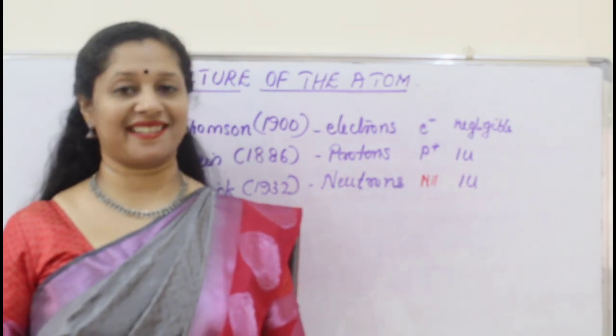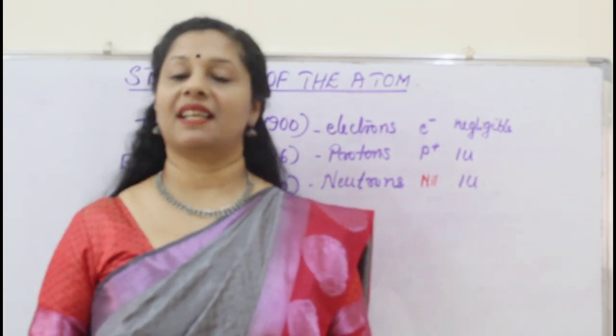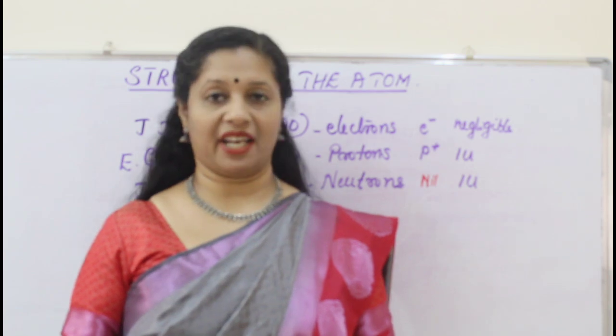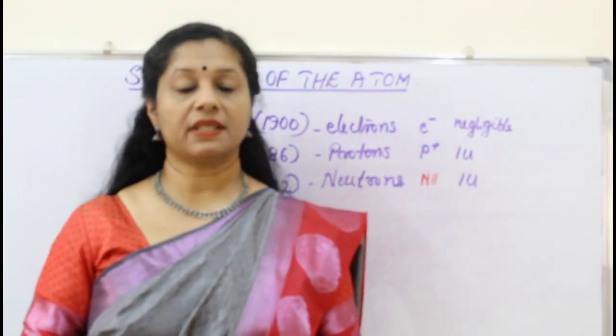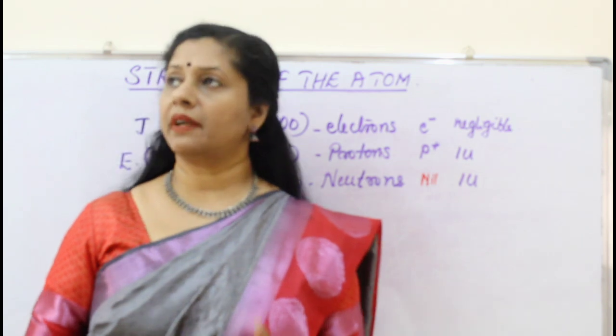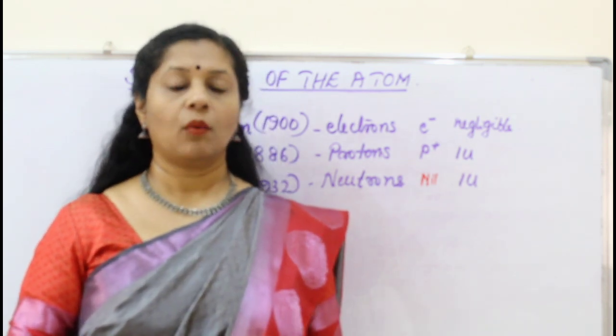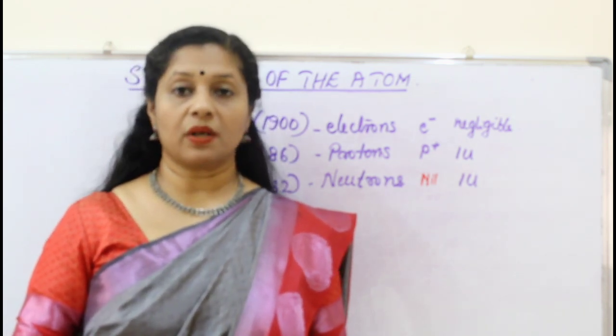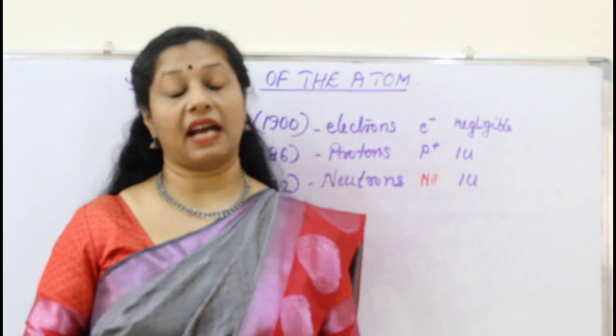I am Soumya Harikrishna. We are starting a new chapter in Class 9 Chemistry, Structure of the Atom. Atoms and molecules are the fundamental building blocks of matter around us. There are different types of matter around us. Why is there the difference? Because they are made up of different kinds of atoms.